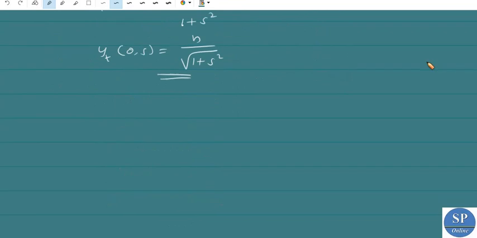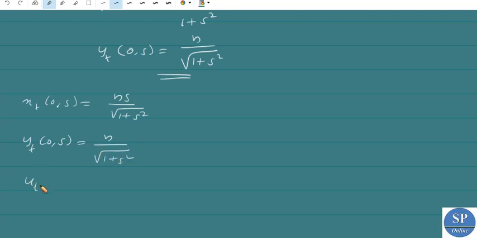So we obtained xt of (0, s) is equal to n s divided by square root of 1 plus s square, and yt is nothing but n divided by square root of 1 plus s square. Also we have ut is equal to n square. We already know that we have dx by dt equal to ux, dy by dt equal to uy, and ut equal to this. This is from the previous lecture.